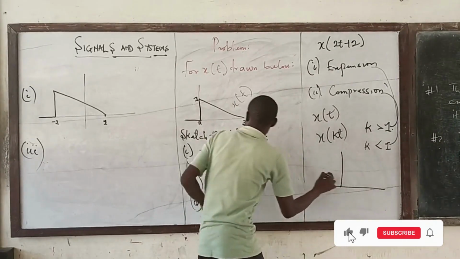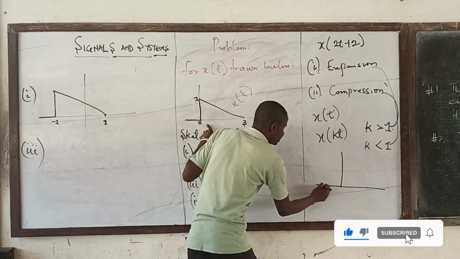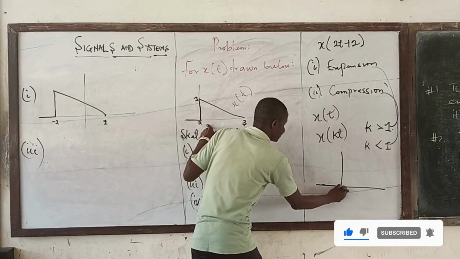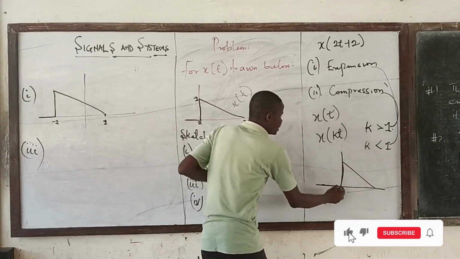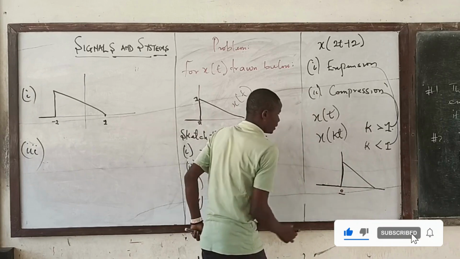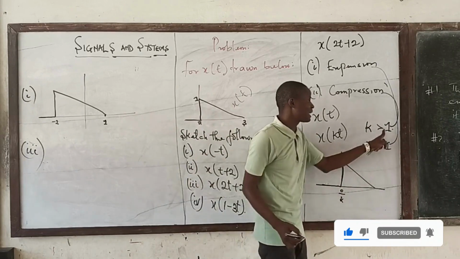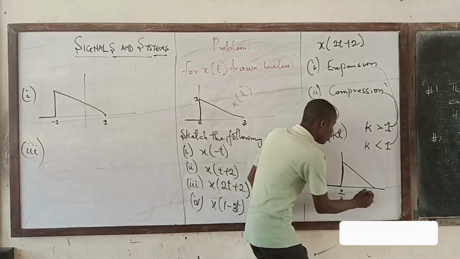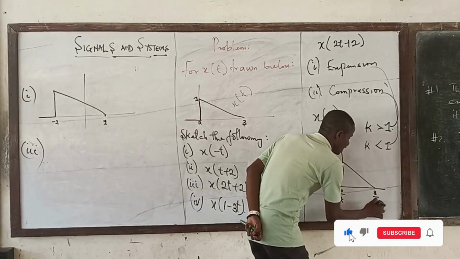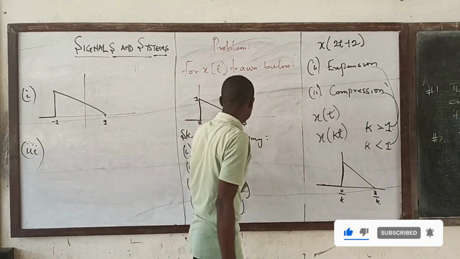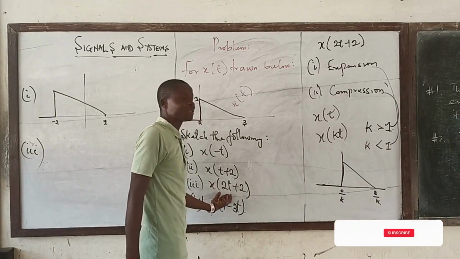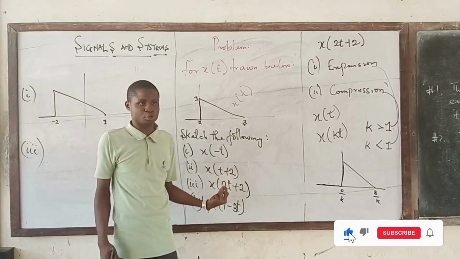You go about it. Let's say we are working with this signal. Then we have something like this. Now, this is going to be 0 divided by k, whatever k is, either greater than 1 or less than 1, and 3 divided by k. Now, let's move on to the real problem that we have to solve, which is x(2t+2).